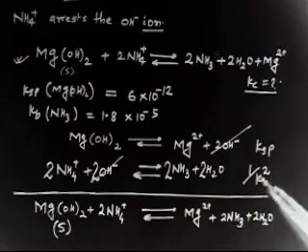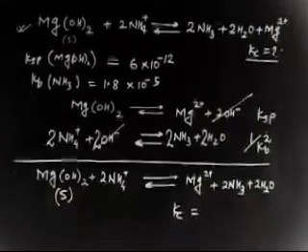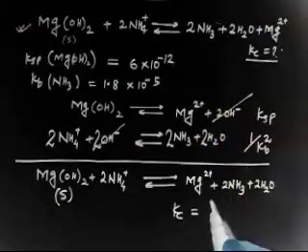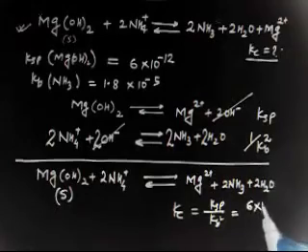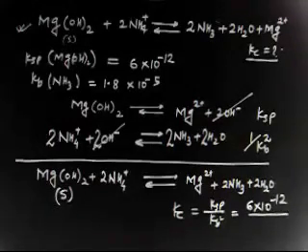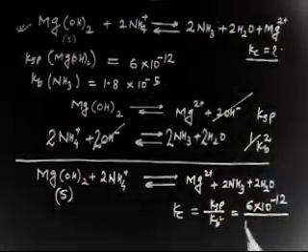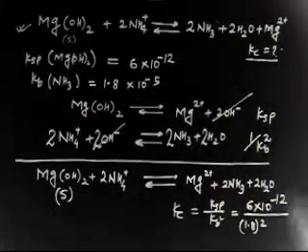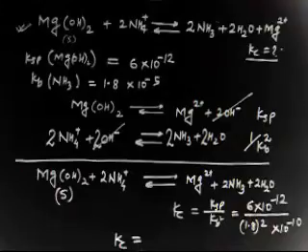And the equilibrium constant will basically get multiplied. So the equilibrium constant for this reaction, Kc, will be Ksp by Kb square. Are you getting? The value of Ksp is given to you, 6 into 10 to the power minus 12, and Kb is given to you, 1.8 into 10 to the power minus 5, squared, which is 10 to the power minus 10.